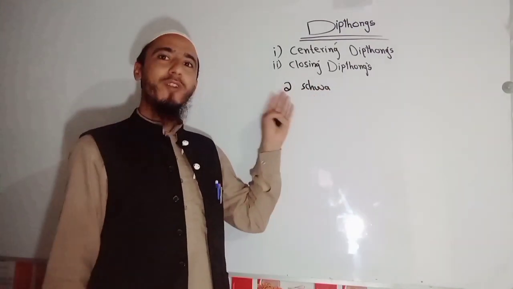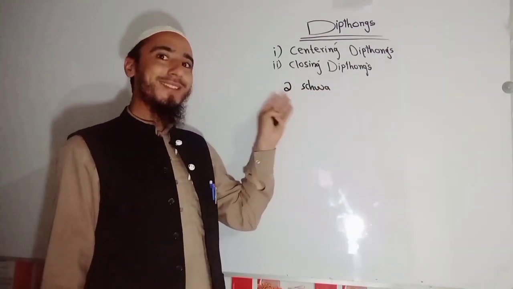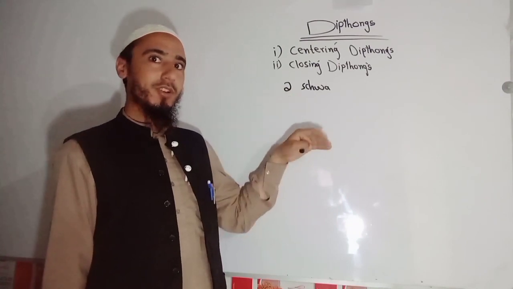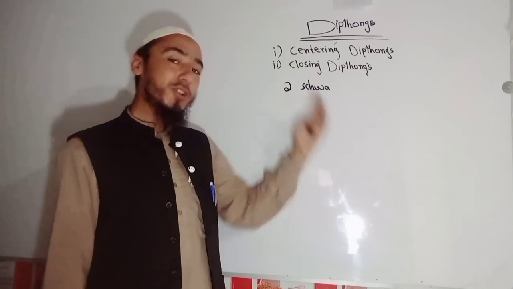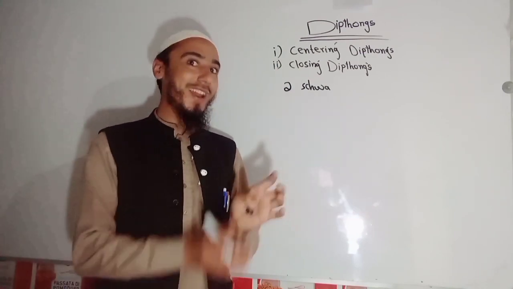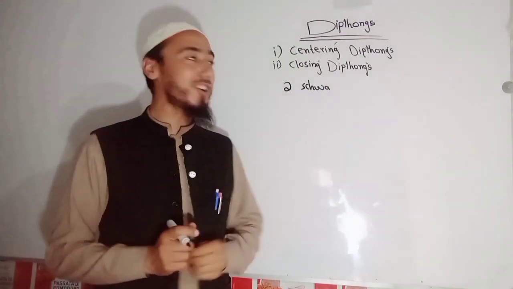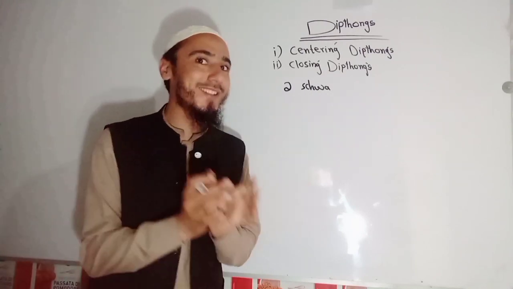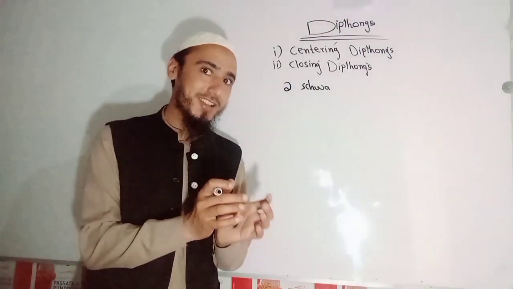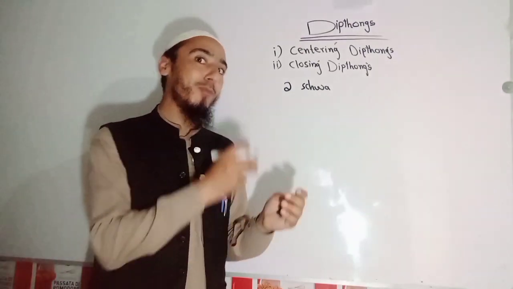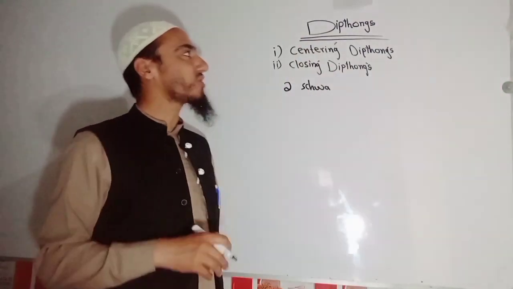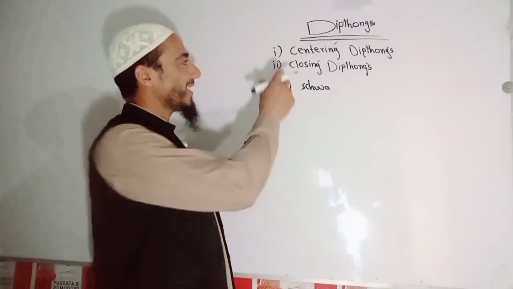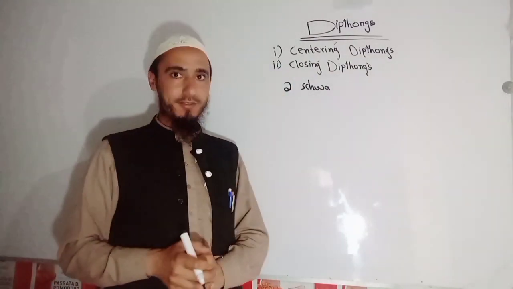So here the schwa sound is produced from the sides of the tongue and moves toward the center of the tongue. That's why diphthongs are also known as glides, because they move from one sound to another. So when we discuss centering diphthongs, the next one is closing diphthongs.